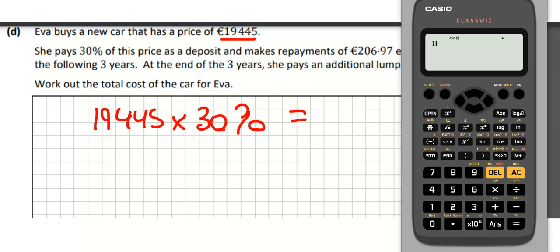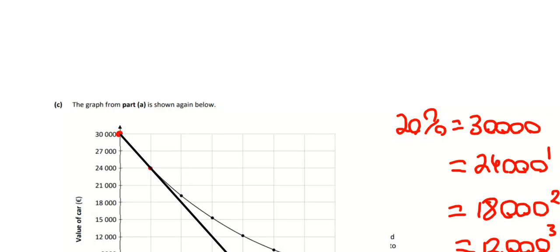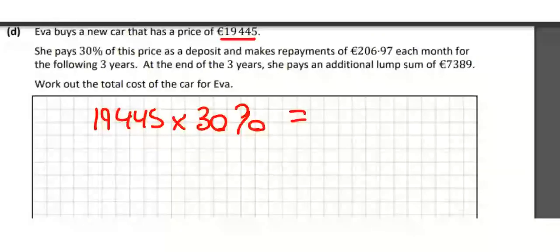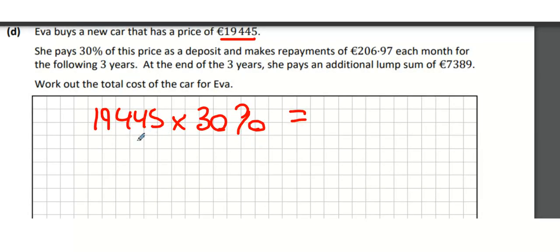What was the next question? Oh, 5 years. 5 years will be when it's 0. Sorry, my bad. I didn't officially answer though. You're right. Okay, 30% of this one is 5833.5. Great. Okay, next thing.